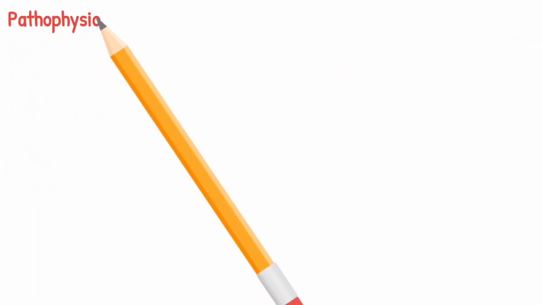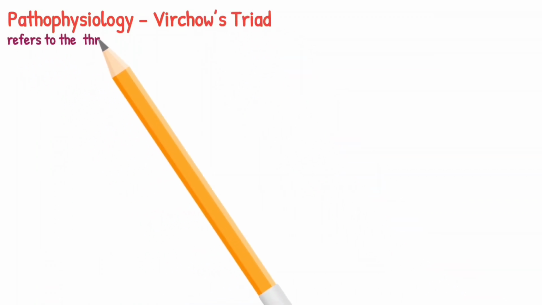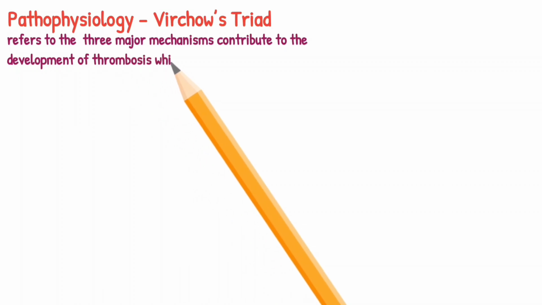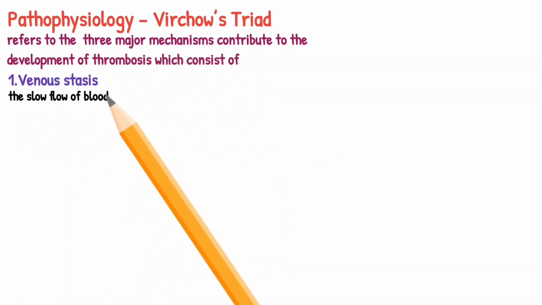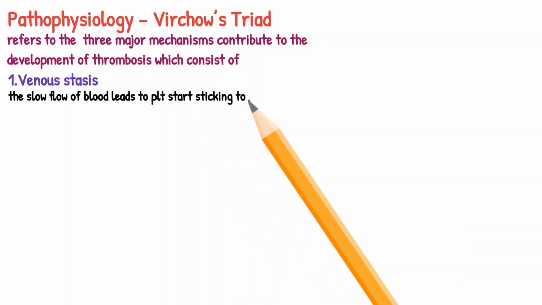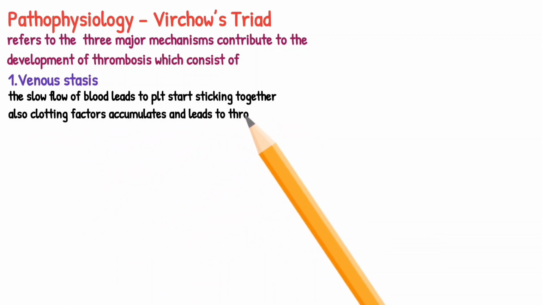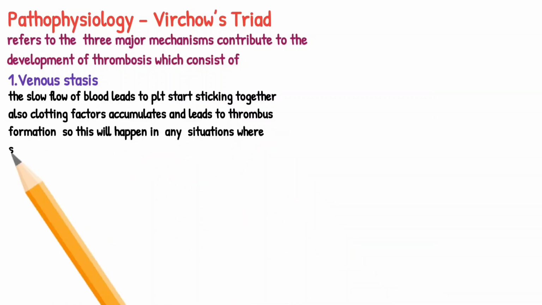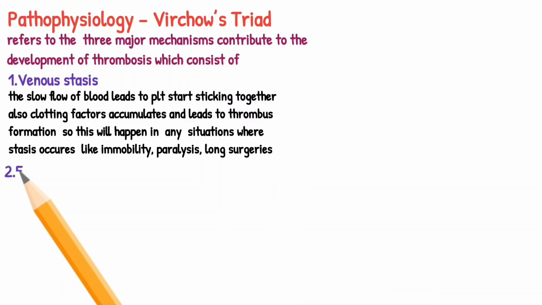Now let's talk about the pathophysiology. Virchow's Triad refers to the three major mechanisms that contribute to the development of thrombosis, which consist of, number one, venous stasis. The slow flow of blood leads to platelets sticking together and the clotting factors accumulating, which leads to thrombus formation. This will happen in many situations like immobility, paralysis, long surgeries, etc.